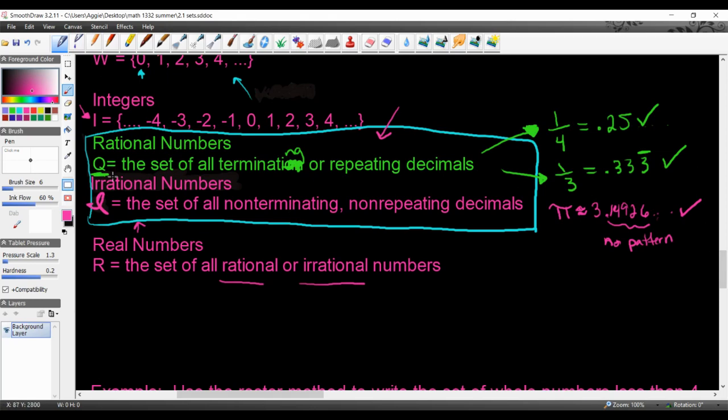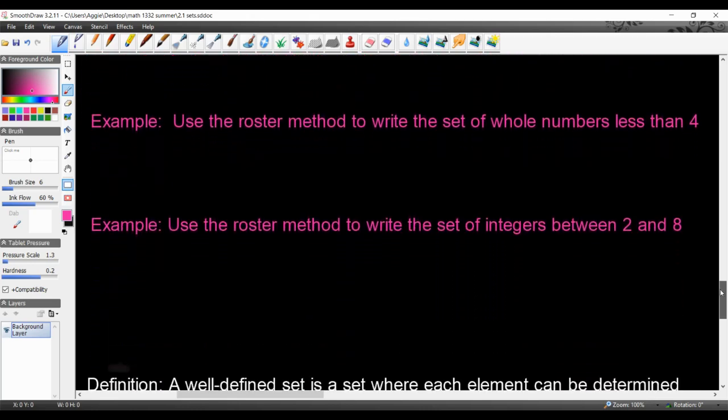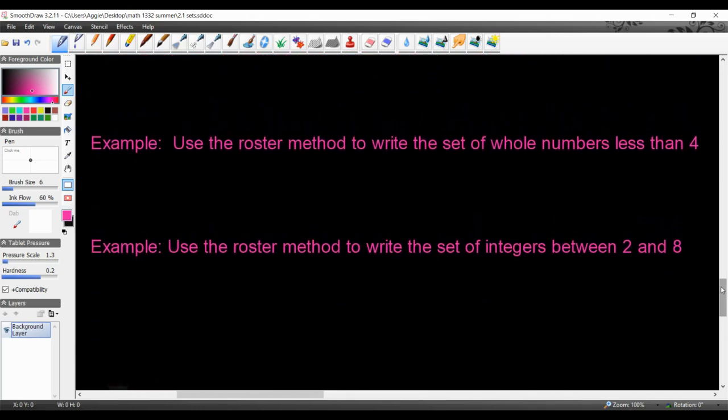If not, I would definitely recommend reading a little bit more about these number sets. We're not going to go too much into them, but I do want you to know what they are. Okay? Let's go ahead and use the information we just saw to do these two examples.